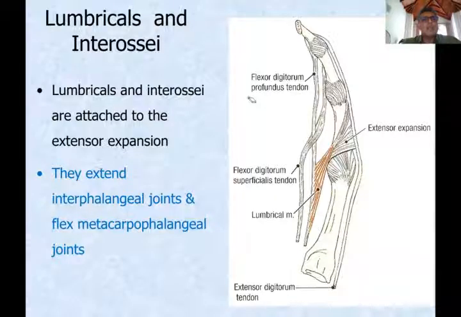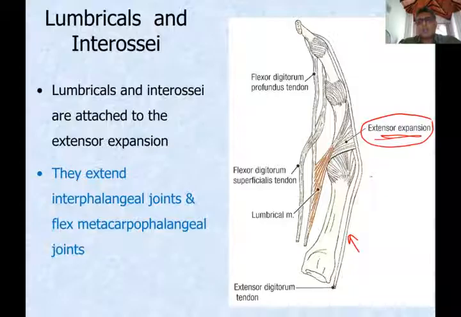Then these interossei and lumbricals, they are both inserted to the extensor expansion or extensor hood at the back of the fingers, to which the extensor tendons are attached. Now these are long extensor tendons. They are actually not attached. The long extensor tendons expand at the back of the fingers on the dorsal side and form these extensor expansions, or you call them extensor hoods. Okay, extensor hood or extensor expansion. So the lumbricals and interossei are inserted into the extensor expansion or extensor hoods.